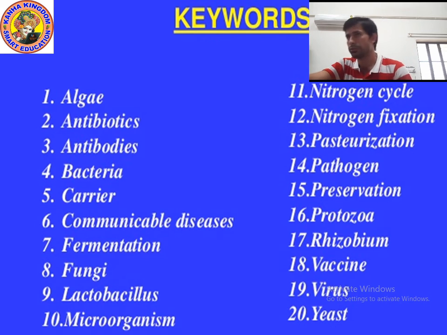So kids, in this chapter we have seen these keywords. You can write these keywords. First is algae, antibiotics, antibodies, bacteria, carrier, communicable disease, fermentation, fungi, lactobacillus, microorganisms, nitrogen cycle, nitrogen fixation, pasteurization, pathogen, preservation, protozoa, rhizobium, vaccine, virus, yeast. So we have seen all these keywords. I am giving you 10 seconds. Please write them down.